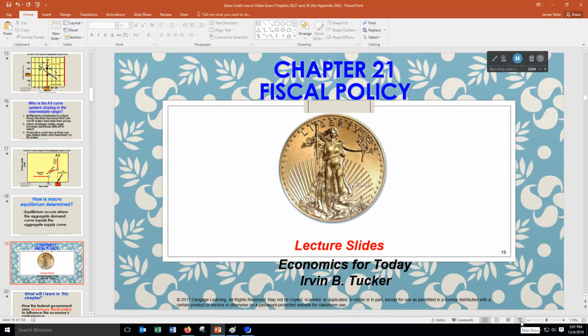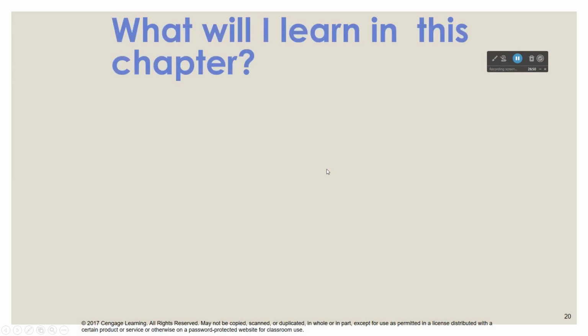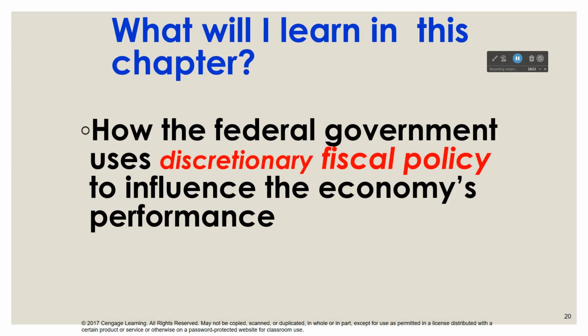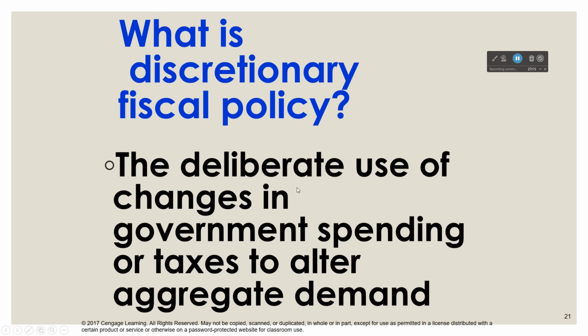So back to our lecture here. Fiscal policy. Here you will learn how the federal government uses discretionary fiscal policy to influence the economy's performance. Fiscal policy is the use of government control over spending and taxing policies to affect macroeconomic change. So here you're going to use government spending and taxing policy to alter that aggregate demand curve, if it were real.